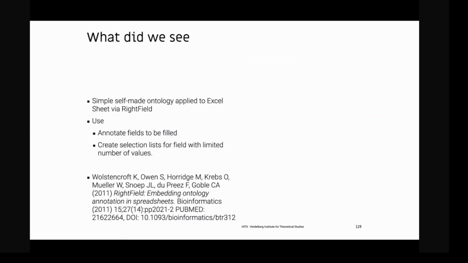So we had a simple self-made ontology applied to Excel sheets via RightField. I annotated fields to be filled so that it was clear what type of value is in there. And I created selection lists for fields with limited numbers of possible values. And that's it, what I could show you.